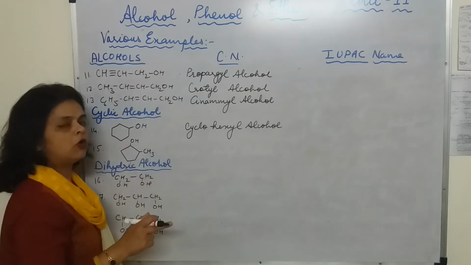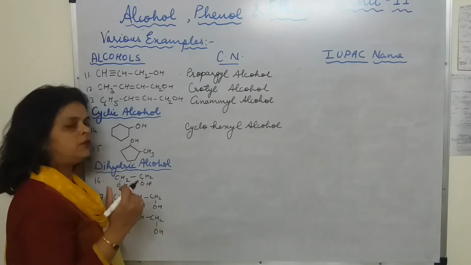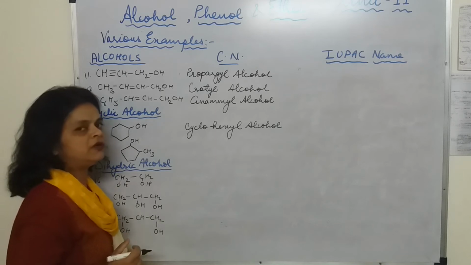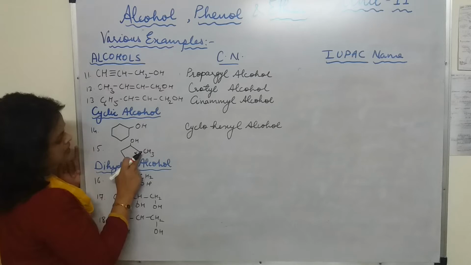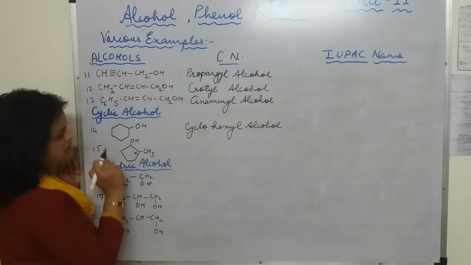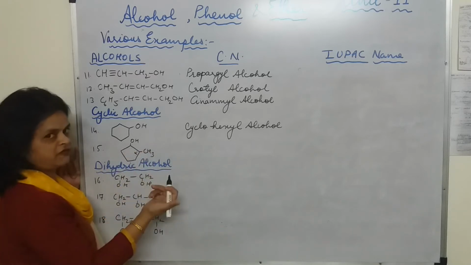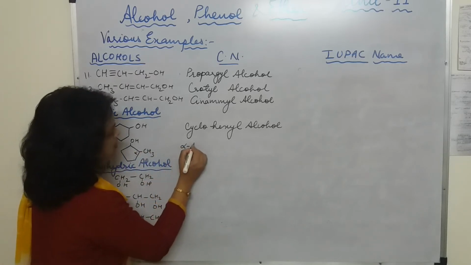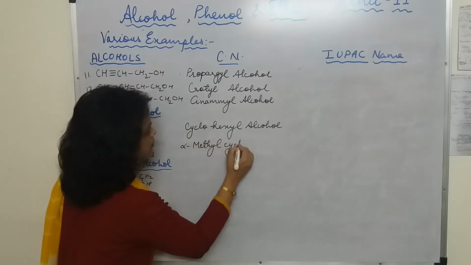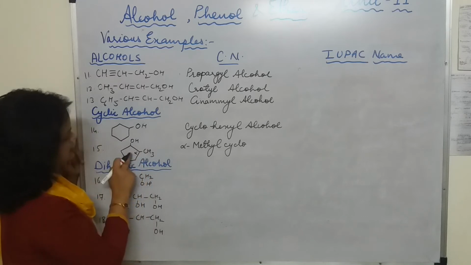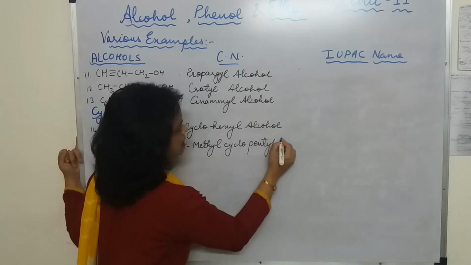So when you are writing the common name, you will be using the prefixes like alpha, beta, gamma, and when you are using the IUPAC nomenclature, you will write 1, 2, or likewise. So here it is alpha. This carbon is alpha, which is attached to the carbon which is having the OH. This is alpha carbon, and the group which is attached will be termed as alpha methyl. So this is alpha methyl cyclopentyl alcohol.